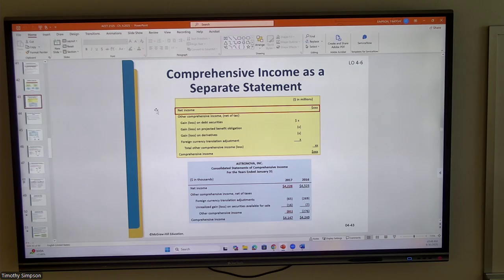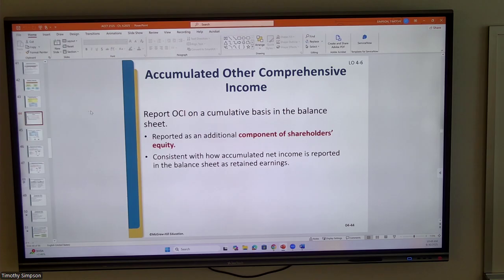So we have net income. These are obviously little X's here, not actual figures. Astronova is the example given here. You have a consolidated statement of comprehensive income, which has net income and then these other items. As a result, other comprehensive income is negative 81,000 in this case, and that's the number we end up with. It will translate to the balance sheet ultimately, but we'll get to that in a second. OCI is reported on a cumulative basis in the balance sheet.